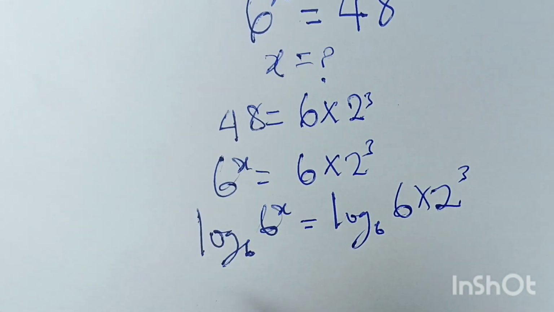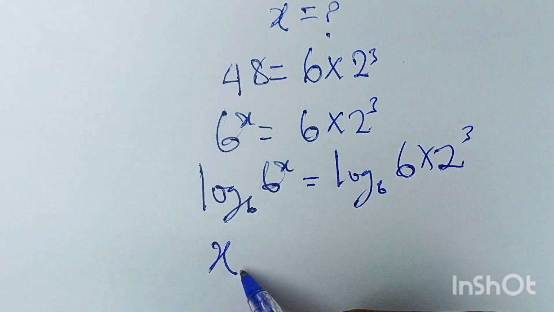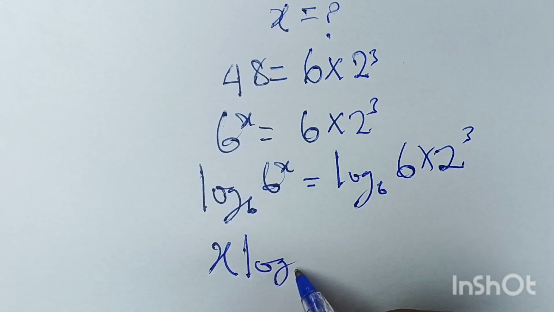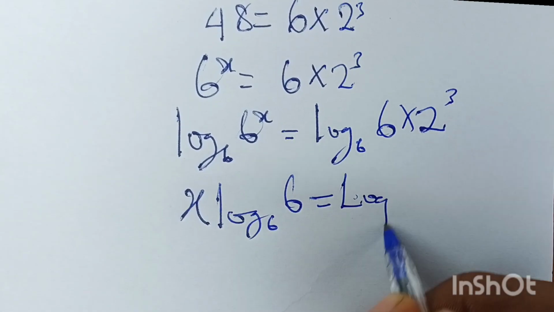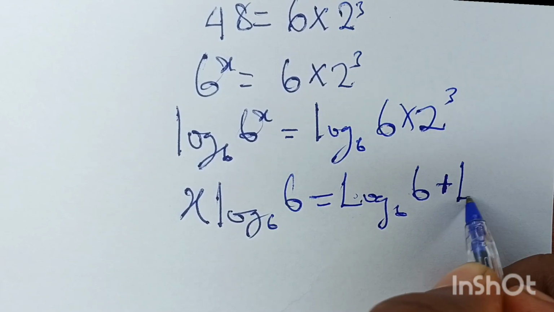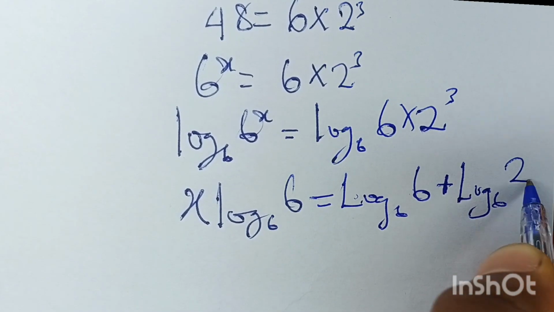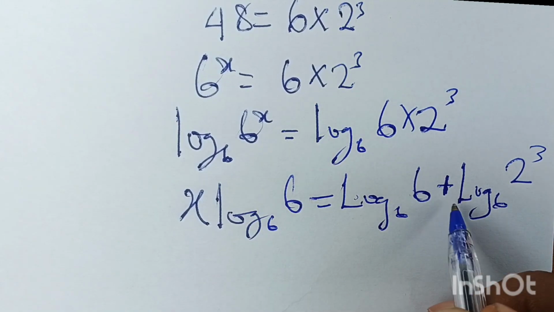Moving on from here, we can say x times logarithm to base 6 of 6 is equal to logarithm to base 6 of 6 plus logarithm to base 6 of 2 to the power 3. Because when you have times in logarithm, you replace it with plus.